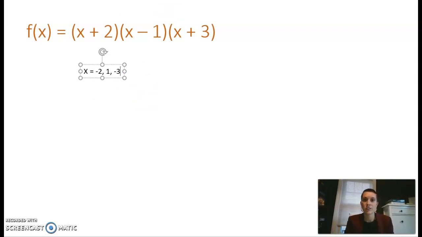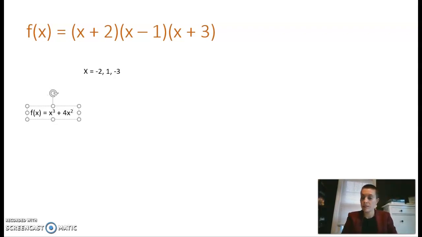So first things first, we're going to translate this from intercept form to standard form. To do that, you basically are just going to FOIL out this whole thing, right? So I went ahead and did this ahead of time just to save time, but if you want to practice foiling, press pause on the video now and then come back when I have the answer. So the answer is x cubed plus 4x squared plus x minus 6.